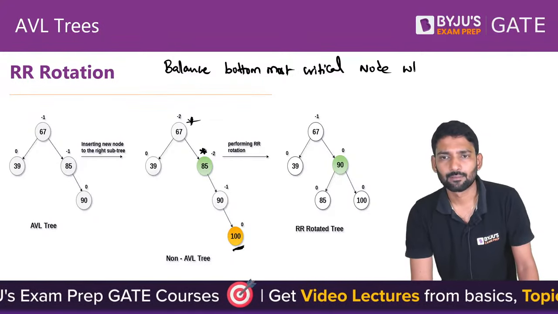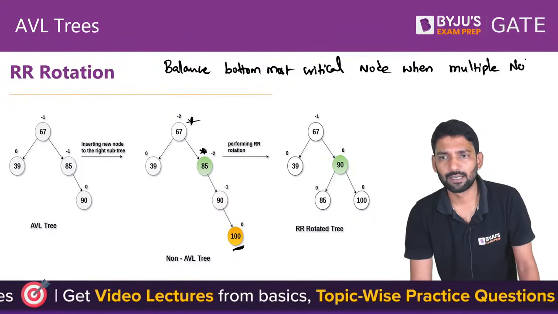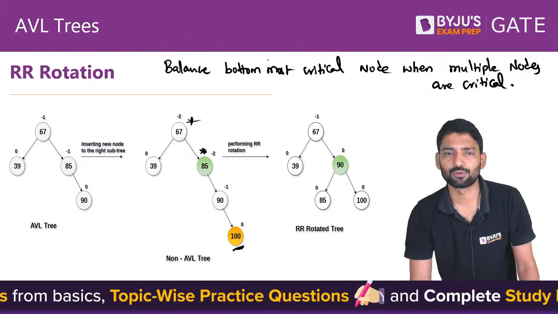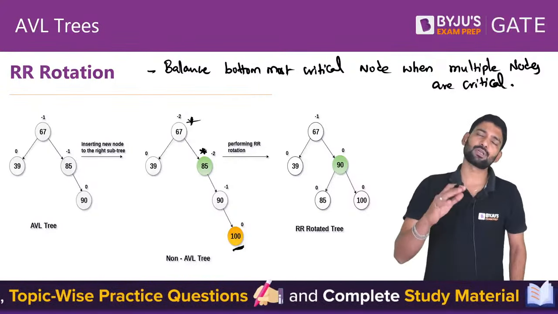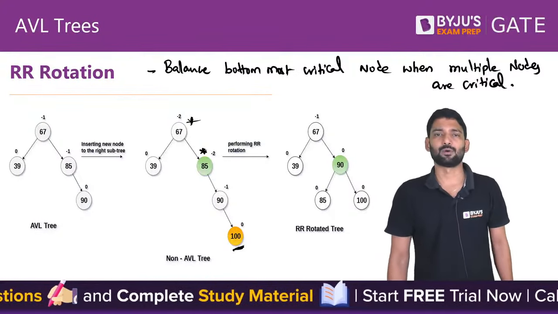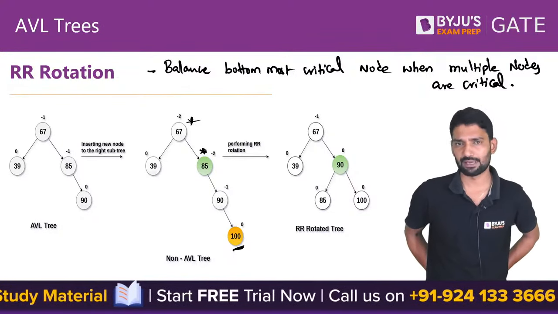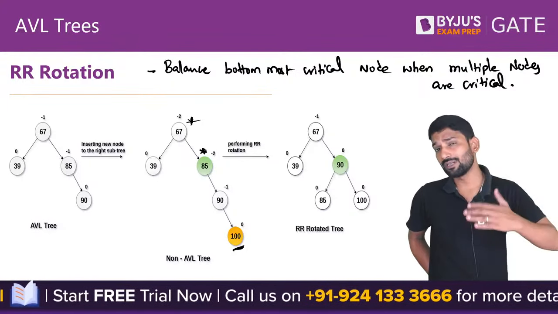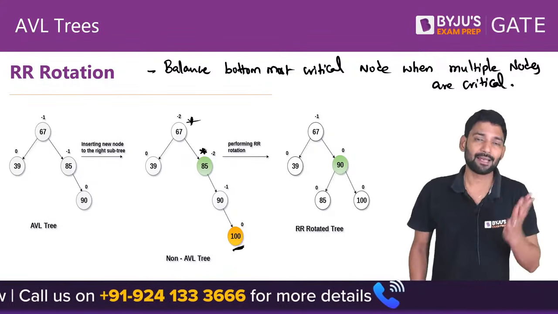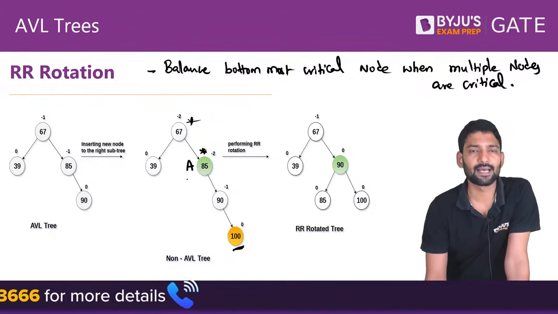When multiple nodes are critical, always balance the bottommost node. When you balance the bottommost, automatically the top gets balanced. You will see that now. Here 85, 67, two imbalanced nodes we have, two critical nodes. So what is the bottommost node? 85 is the bottommost node. So balance that. How to balance? I said always mark the critical node as A.